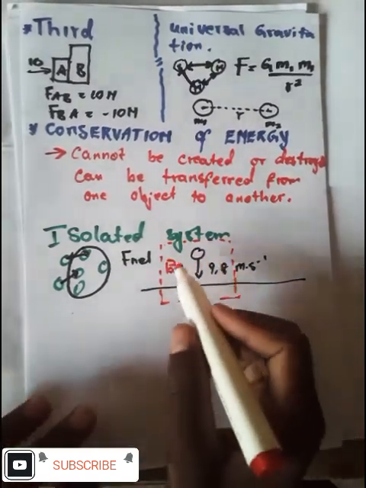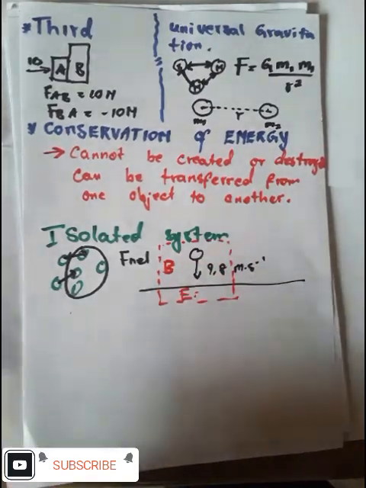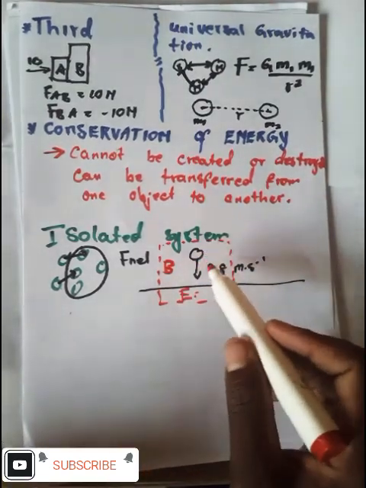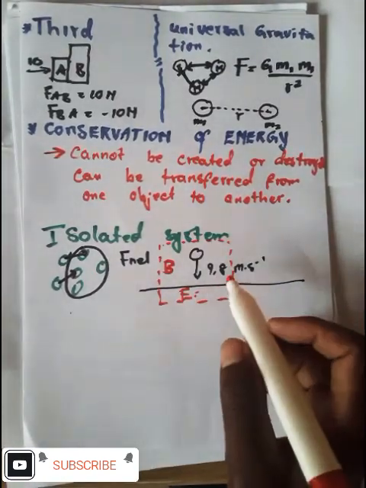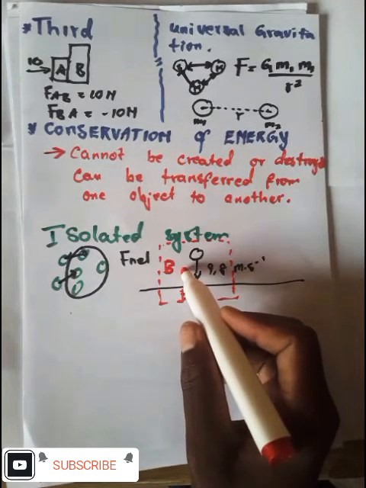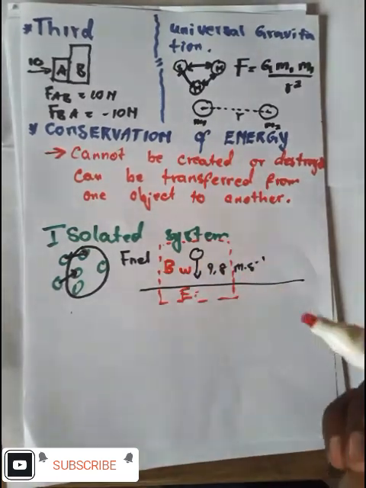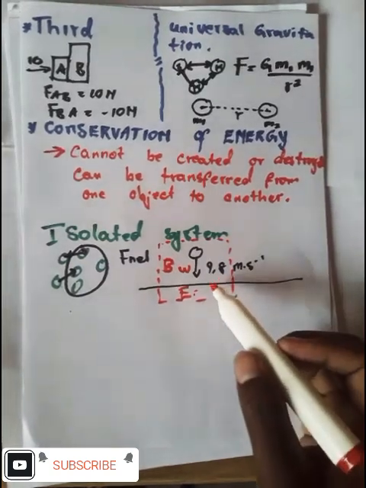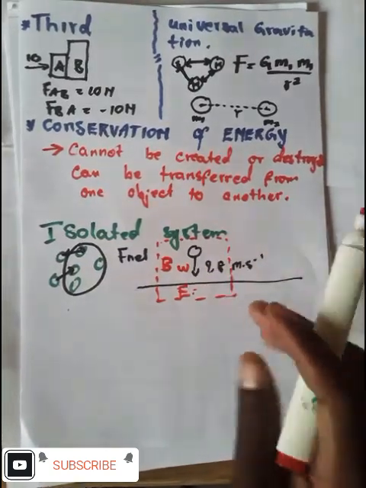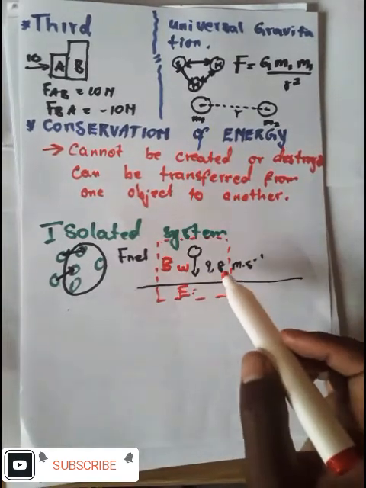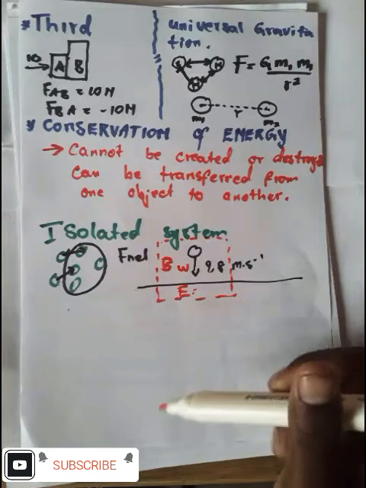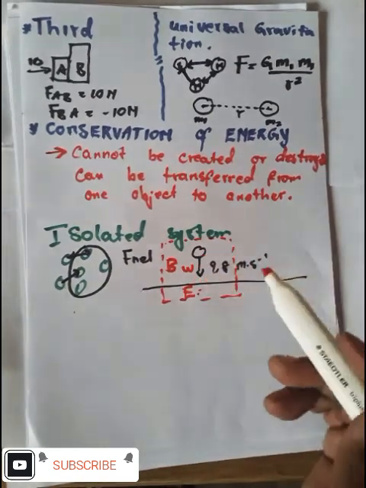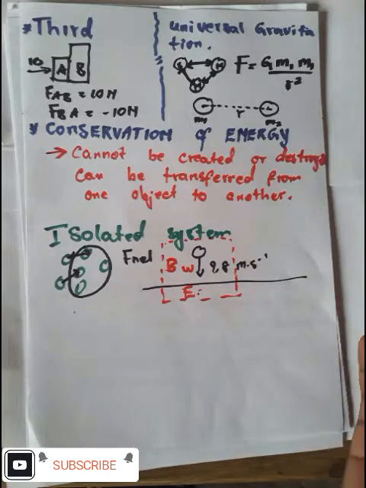Since my system consists of the earth and the ball, what's the force that's causing the object to fall? It's the gravitational attraction force, this force here, weight, that's causing this object to fall. And that's not coming from outside the system because the earth is involved in that system. If we take out the earth and say the ball only is the system, my system is no longer isolated, because when the ball falls, there's another external force caused by the earth. That force caused the object to fall.